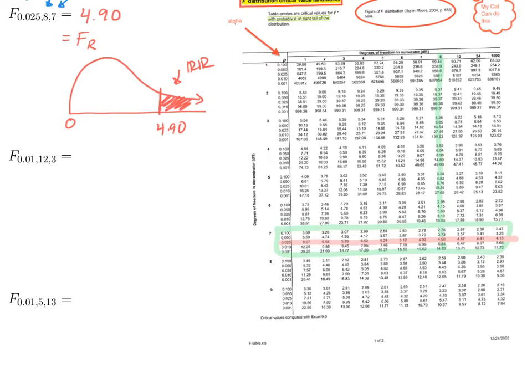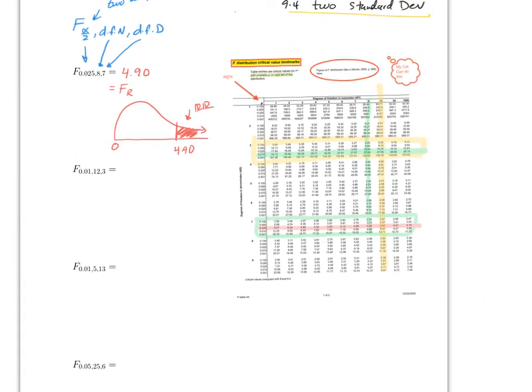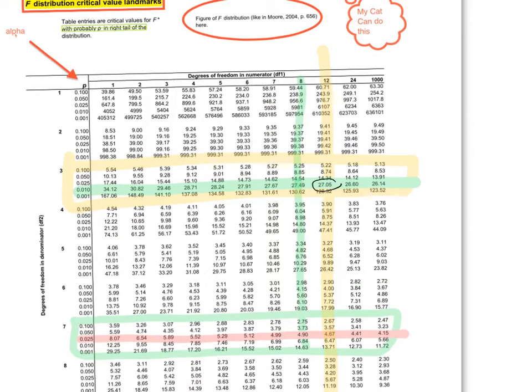So in our particular case, 12 is here, 3 is here, and since you want 0.01, look at this one, and the value where they intersect is 27.05. So therefore this value is 27.05, which is right here.